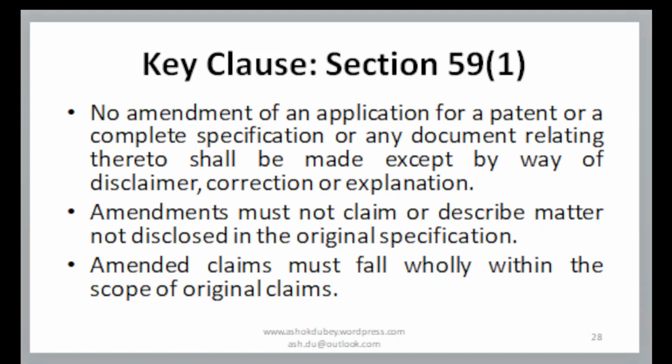No amendment of an application for a patent or a complete specification or any document relating thereto shall be made except by way of disclaimer, correction, or explanation. These three ways of amendment we saw in the previous slide in detail. Amendments must not claim or describe matter not disclosed in the original specification. Amended claim must fall wholly within the scope of original claims. So this is what this slide means.